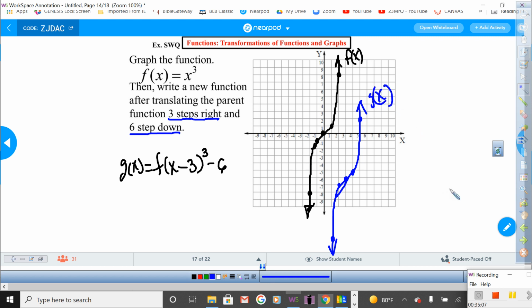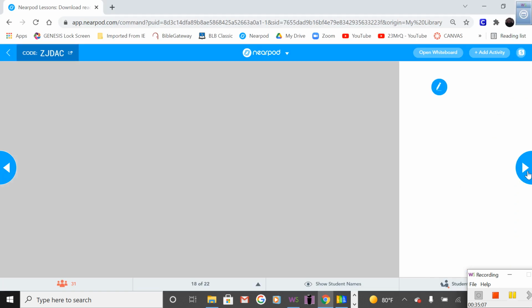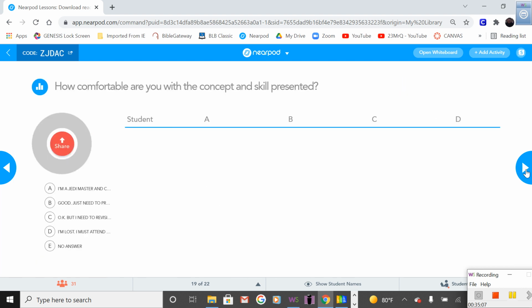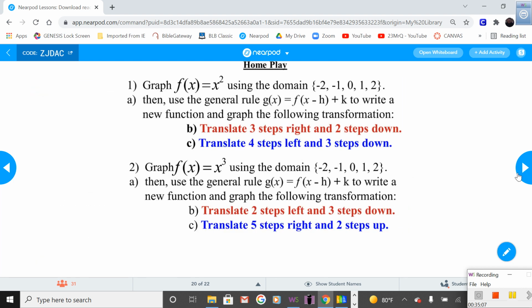Alright, from 1 to 5, how comfortable do we feel with these? Yeah, 5, 5, 5. And once again, here goes the home play for tonight. There are only 2 problems on the screen. You need to translate twice the quadratic, translate twice the cubic.